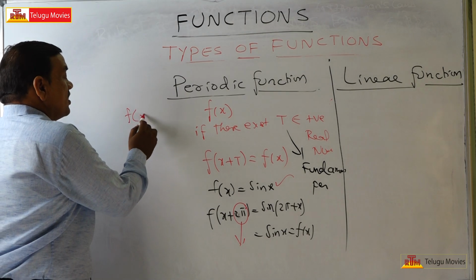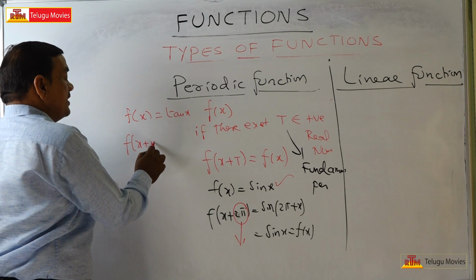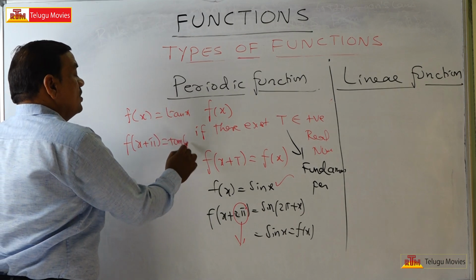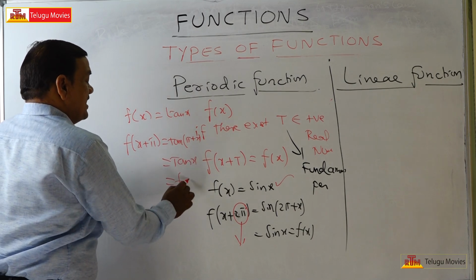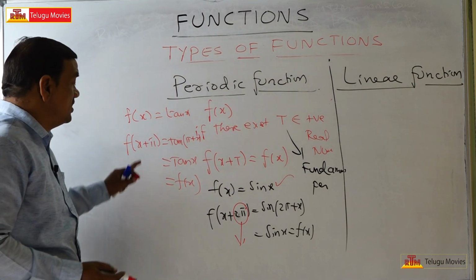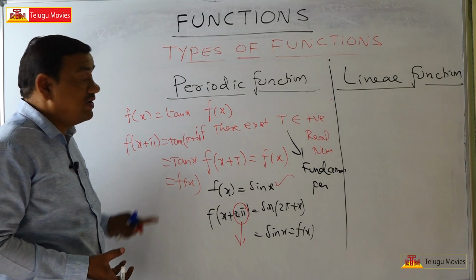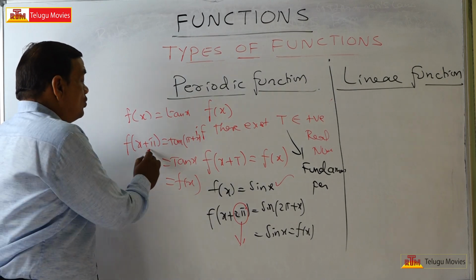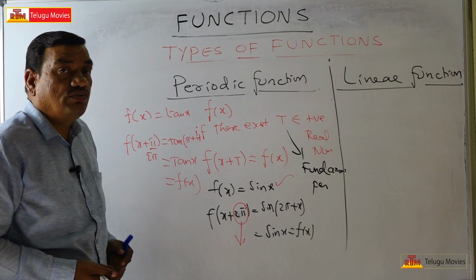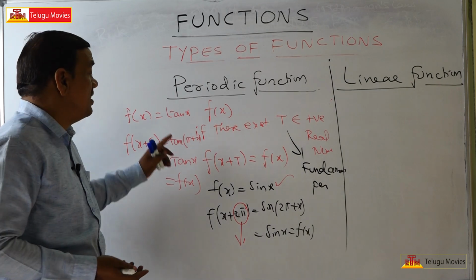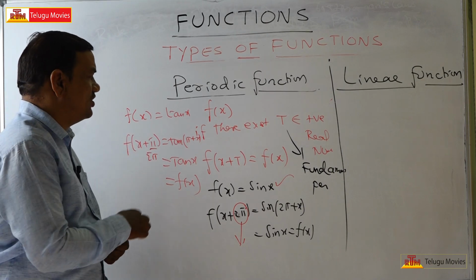So f of x, call it tan x. Okay, f of x plus pi is equal to tan of pi plus x. So this is again tan x, that is equal to f of x. That means pi is the least positive real number. You can write 2 pi also, but pi is the least one. That's why pi is the fundamental period of tan x. Okay na? So very, very easy definition this is.